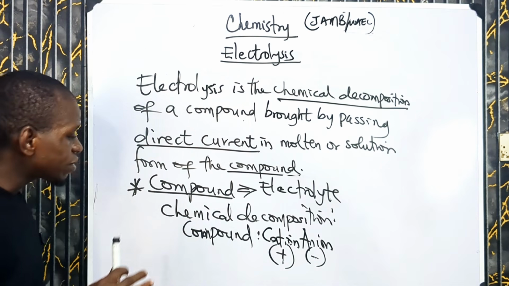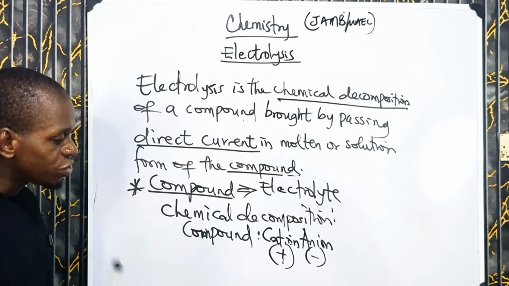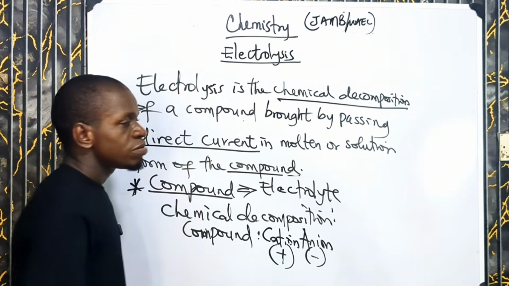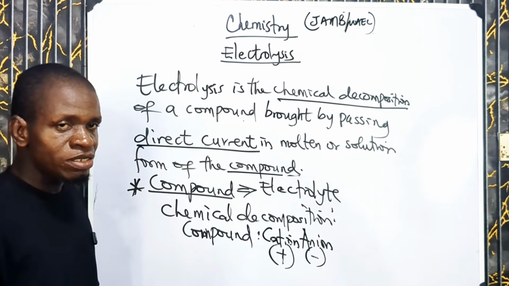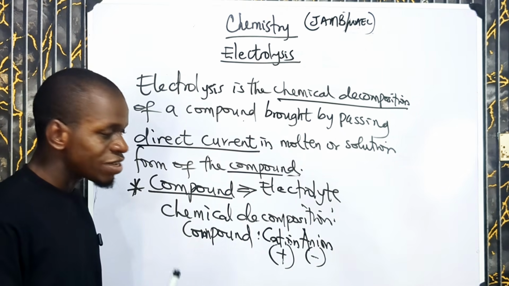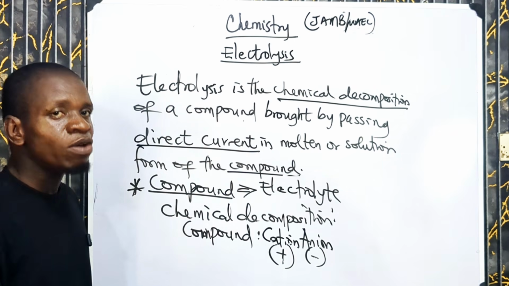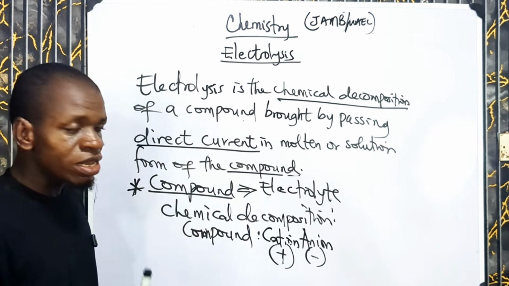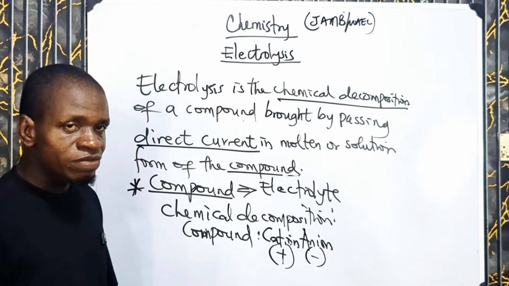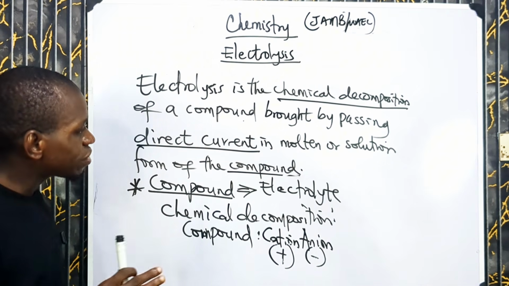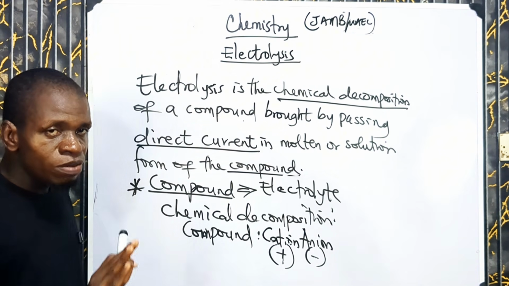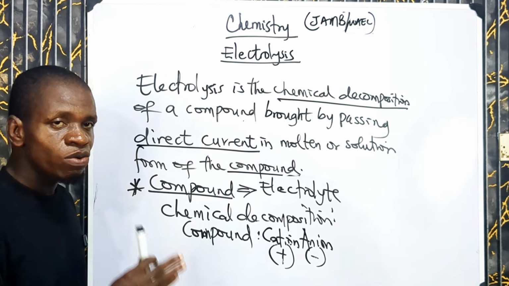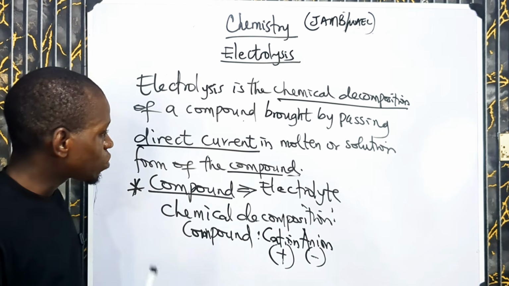Now, the next thing I'm going to talk about is, since I already know that this consists of what we call cation and anion, how do I break a compound down? I mean, how do I make a compound become ions? It's very simple. Some of you, this might be your first time of doing so, but I will tell you exactly what to do.